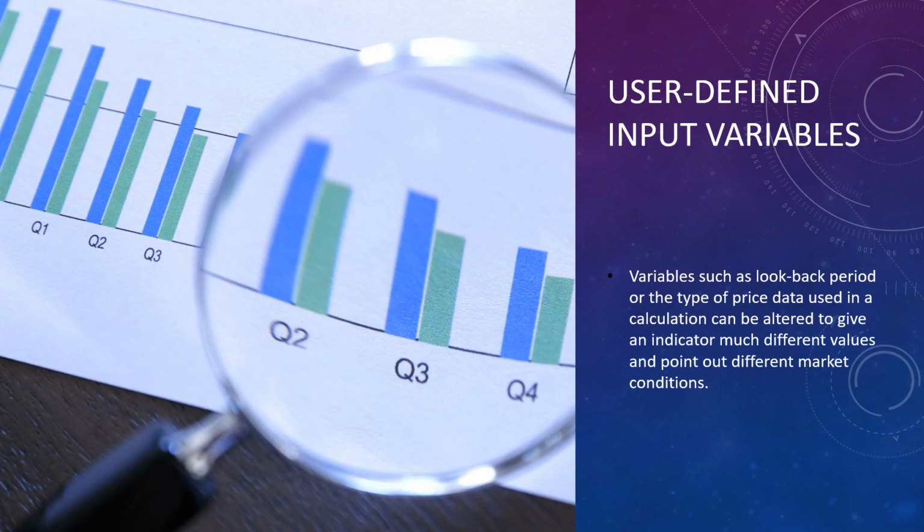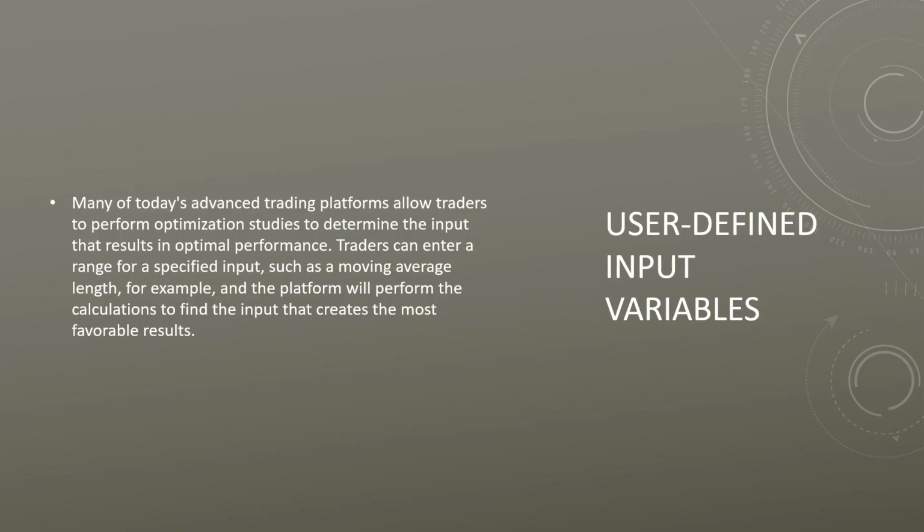Now, I'm not going to spend any time on it, but you also have the ability to use variable inputs or user-defined inputs. You can change your numbers on your stochastics to be 80-20. You can change your Bollinger Bands from being 2 standard deviations to 2 1/4 or 2 1/2 standard deviations. Sometimes this helps, especially in different markets. But before you do that, you need to understand what you're doing, because today's advanced platforms allow us to optimize all the studies.